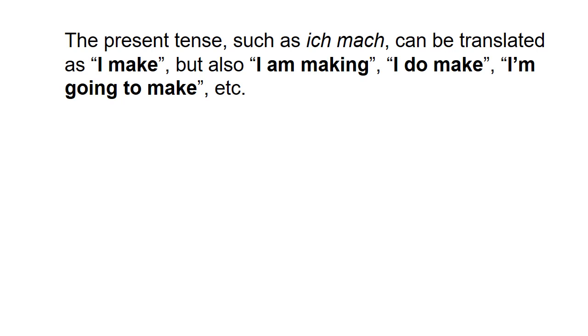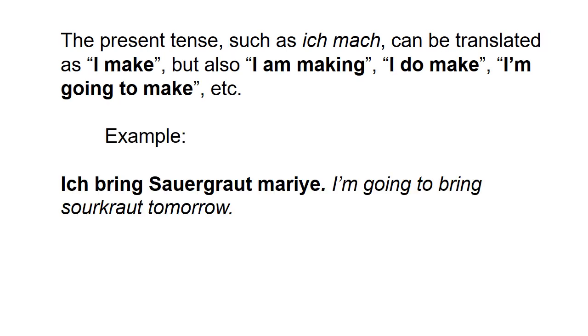But all of these meanings are represented in just the present tense in Deutsch. Deutsch just says ich mach for all of these various nuances in English. For example, let's say you're going to say, I'm going to bring sauerkraut tomorrow. You're going to a family gathering, and you're going to bring the homemade sauerkraut that you made. In English, you might say, I'm going to, but in Deutsch, just the present tense. Bringe, gebracht is the verb bring, so you'd say, ich bring sauerkraut morgen, just the present tense. But you translate that as, I'm going to bring sauerkraut tomorrow.